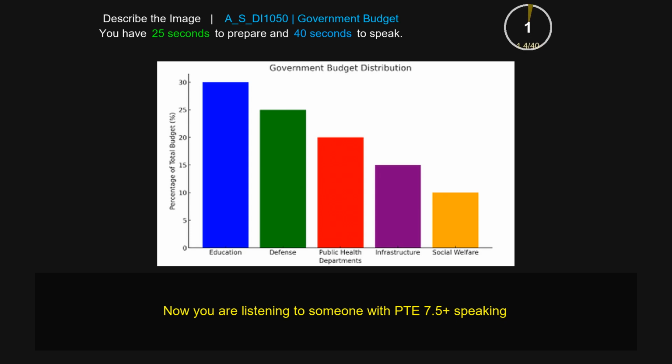The bar graph gives the information about the government budget distribution. It can be observed that there are various words such as percentage of total budget and the departments. On the y-axis there are some departments such as education, defense, public health department, infrastructure and social welfare. On the x-axis there are some numbers such as 5, 10, 15, 20 and so on. The highest area is covered by education, which is 30%, and the lowest area is covered by social welfare, which is approximately 10%. Overall, the bar graph gives the information about the government budget distribution.